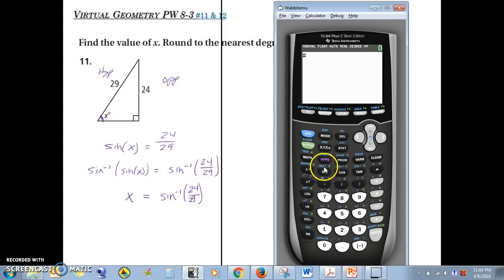Right above sine is the inverse sine, so you'll shift to get inverse sine. 24 divided by 29. Make sure you're in degrees, because this is measured in degrees. And 55.9 degrees.